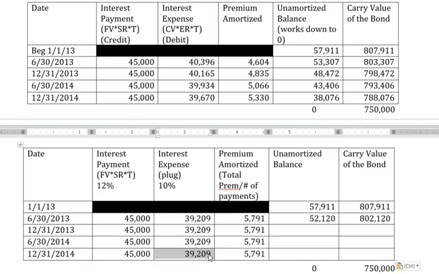Now, the cool thing about straight line, once you calculate it once, if you do it right, it's going to be the same amount each time. Hence the word straight line. It's equal over the interest payments.